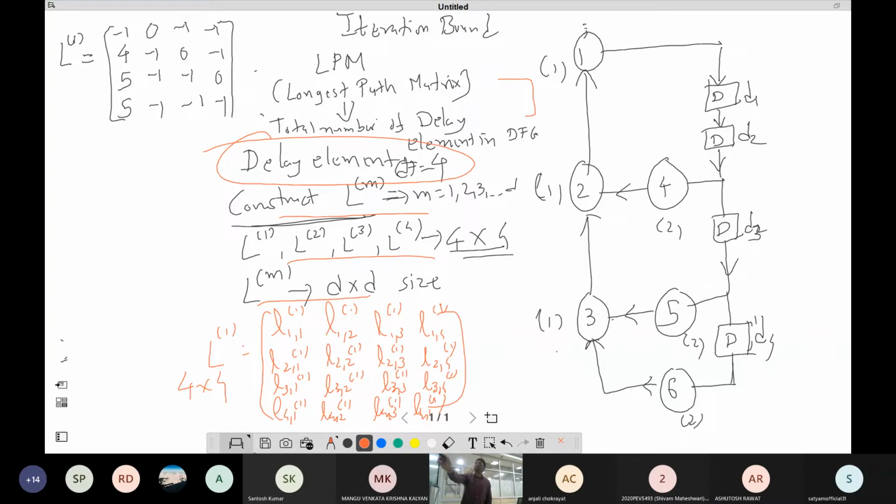Now for this particular matrix, there are a total of 16 elements, starting from L11 to L44. Now I need to find each and every individual element. So let's consider that I am interested in Lij of M. So Lij says that I need to find a path from Di to Dj where you have M minus 1 delay elements.